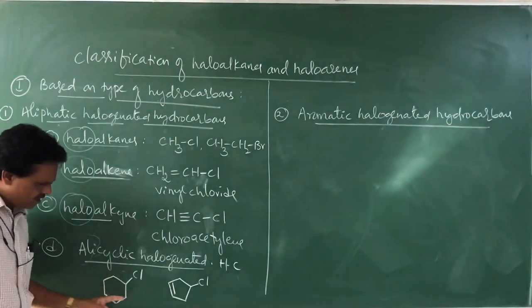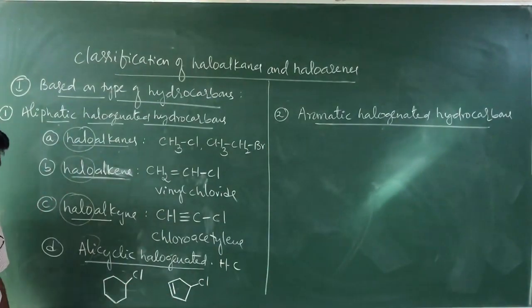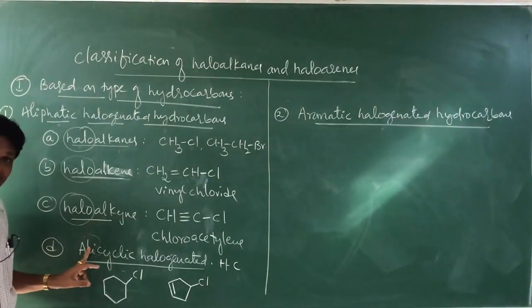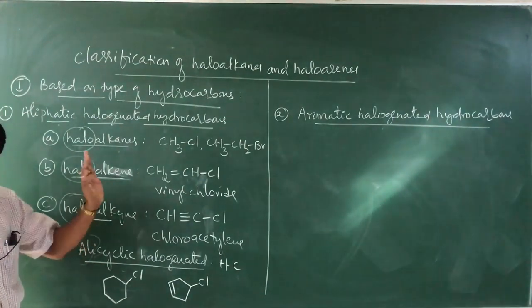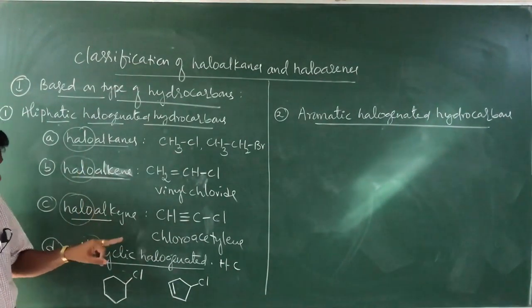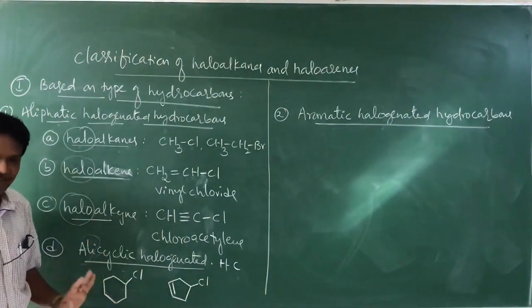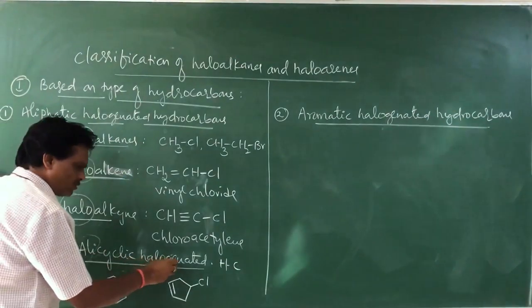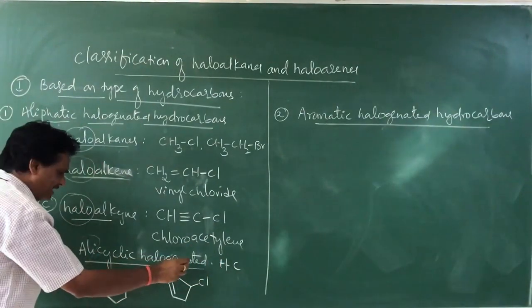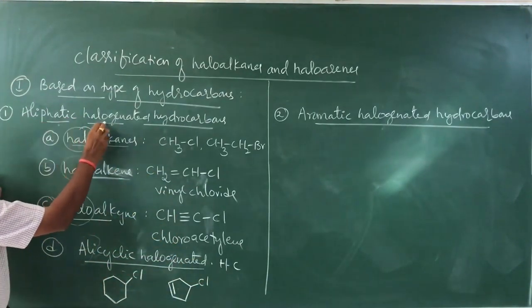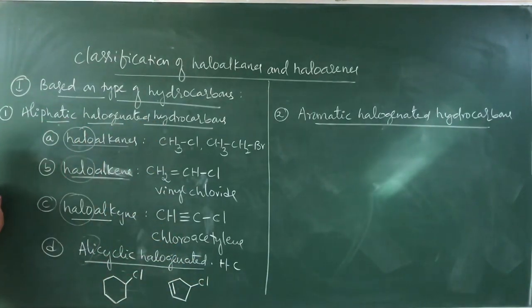So these compounds possess ring-like structures, but they behave as aliphatic. Aliphatic means open chain structural compounds. So the properties of open chain structural compounds and the properties of these compounds are similar. That is why the alicyclic halogenated hydrocarbons also come under the aliphatic halogenated hydrocarbons.